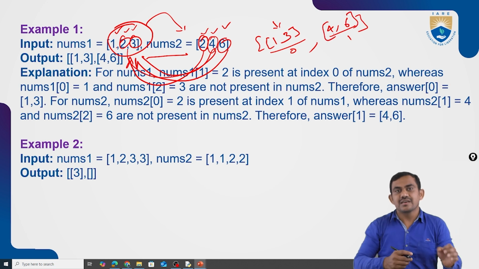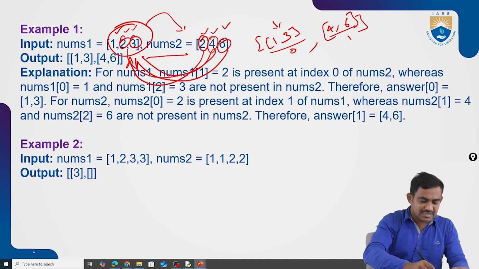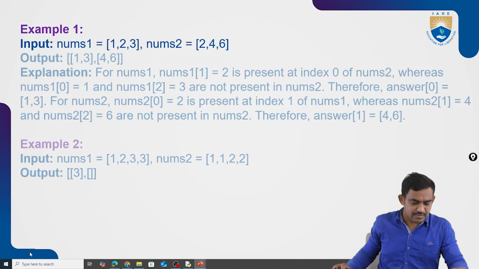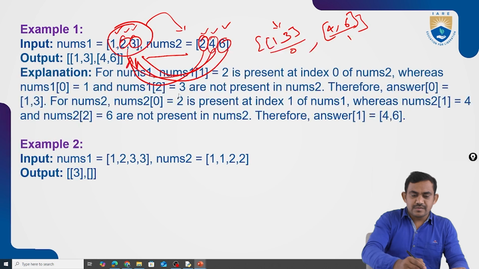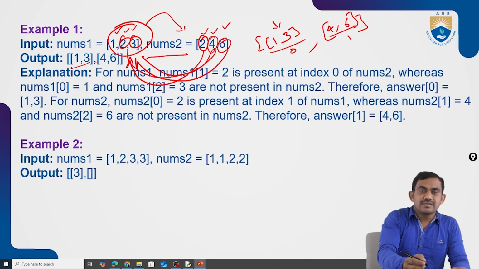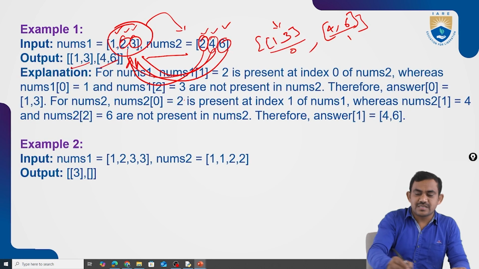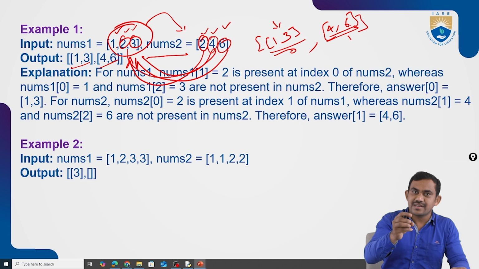So this is your output. If you cross-check your output here, 1, 3 and 4, 6. These are your outputs.